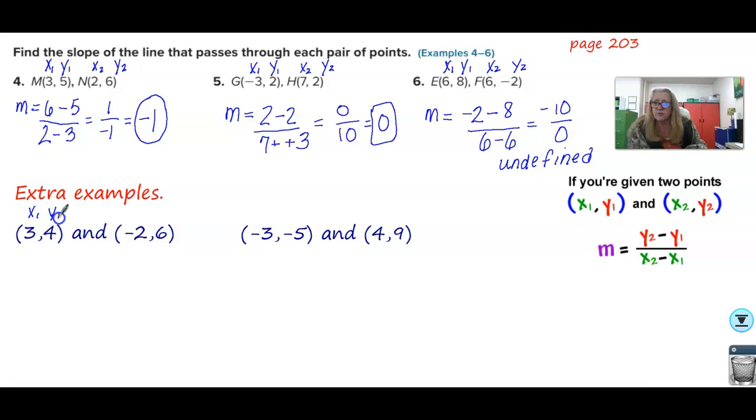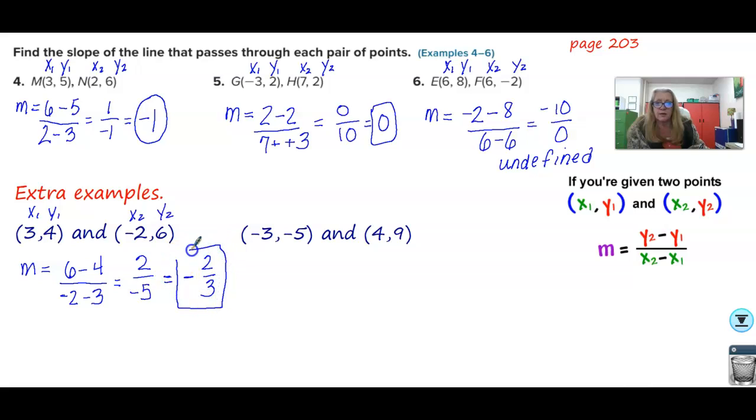Here's first x, first y, second x, second y. Slope is the second y minus the first y over the second x minus the first x. Simplify. 6 minus 4 is 2. Negative 2 minus 3 is negative 5. Now, when you go to put this in reveal, it's not going to like you having the negative on the 5, even though that's probably the more useful way to write it. When you enter this in the answer thing, put the negative first and then put the fraction like that, and it will count it right.